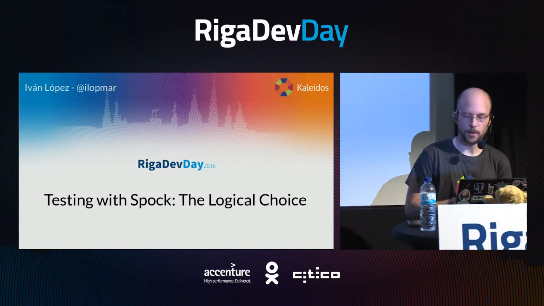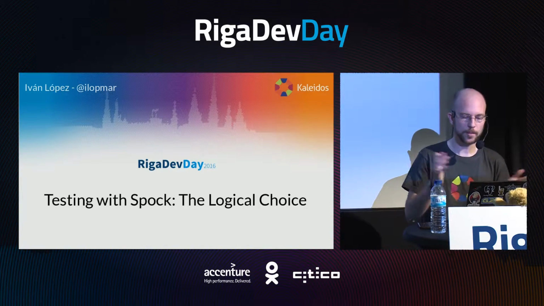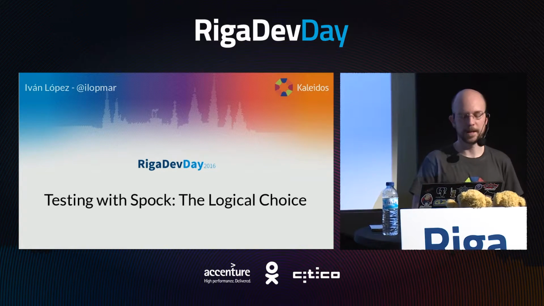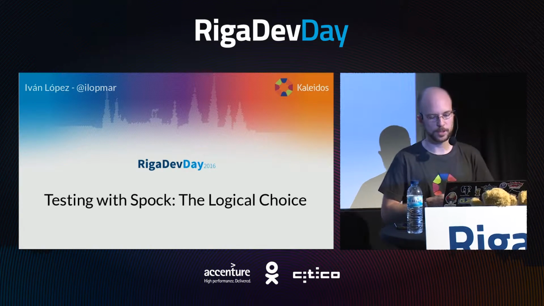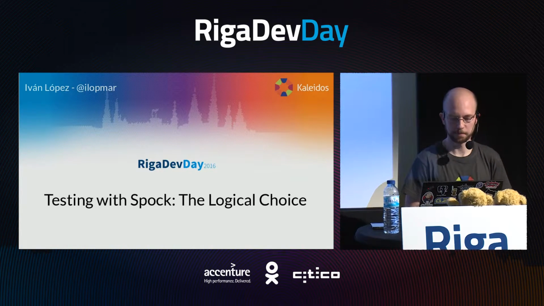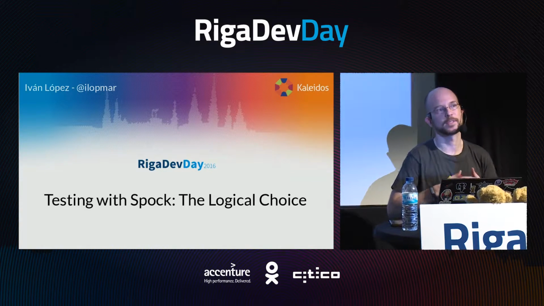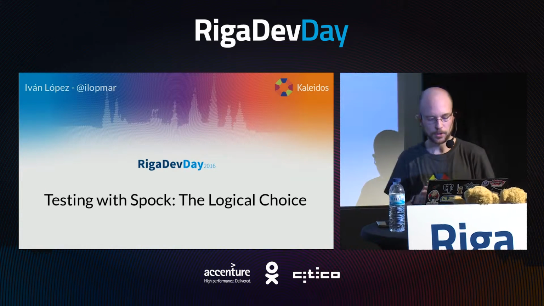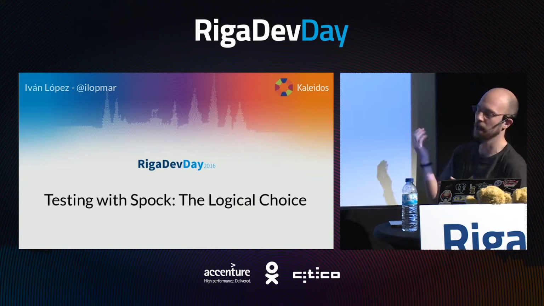And what is Spock? Spock is a Groovy-based testing framework for Groovy and for Java applications that makes us write tests fun again, because we can write highly expressive tests using all the power that Groovy provides us, and also the nice DSL that Spock has. Spock is totally compatible with JUnit. So you can use your standard tools, such as your IDEs, IntelliJ, Eclipse, your build tools, such as Maven and Gradle, or your CI servers, for example, Jenkins.